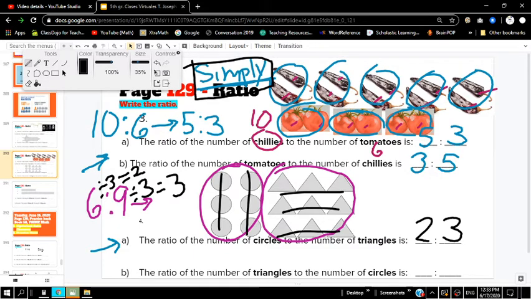And just the opposite for letter B, just like the other problems, we have 3 to 2, the number of triangles to the number of circles. All right, good. Let's go on to the next problem.